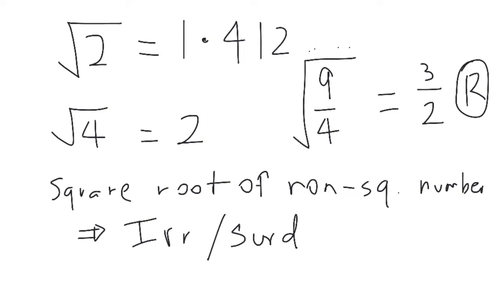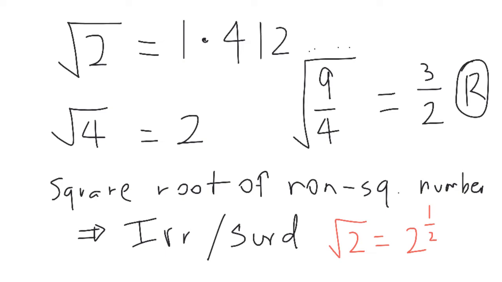The other thing about an irrational number, or a surd in this case, is that a surd represents a fractional power. So if I've got something like the square root of 2, that is the same as me saying 2 to the power of 1/2. That is not like half of 2. As we can see, half of 2 is just 1, not 1.41 and so on.